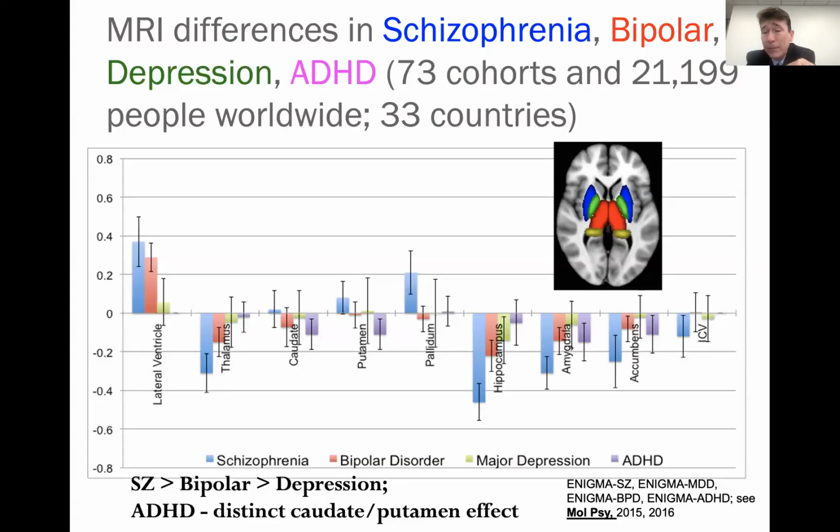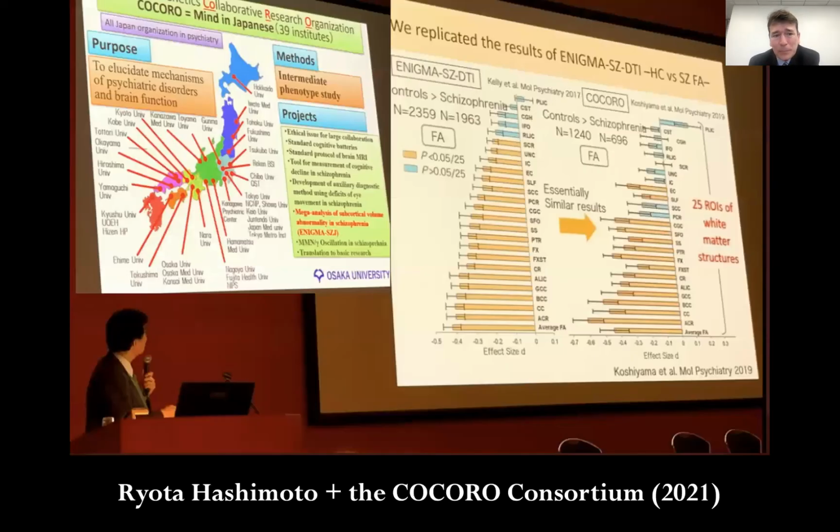In fact, if you do that, if you measure, in this case, subcortical morphometry of the brain, you'll see characteristic differences in the disease effects across schizophrenia, bipolar, depression, and ADHD. Now, when this is done in other countries, this study used the same methods and pipelines.